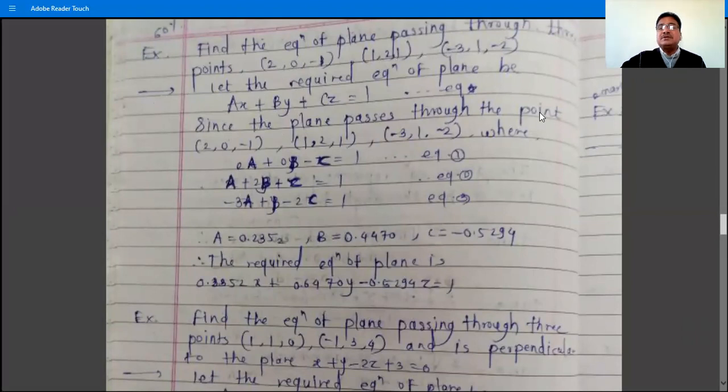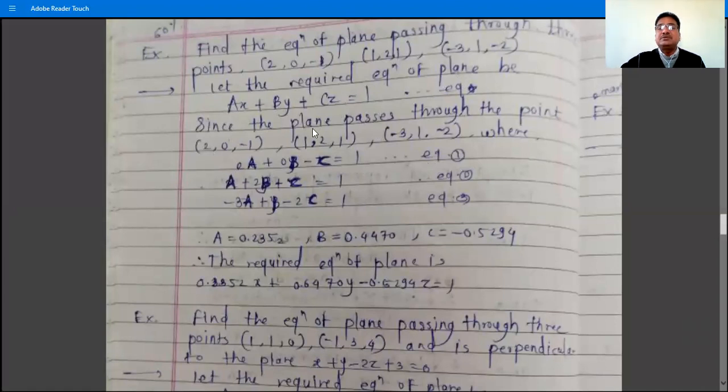Since the plane passes through these points, all 3 points satisfy the given equation. Substitute x, y, z as 2, 0, -1. So a into 2, that is 2a, then b into 0 as 0b, minus z as minus 1, so minus c is equal to 1. This is equation number 1. Suppose this is equation star, the required equation of the plane.